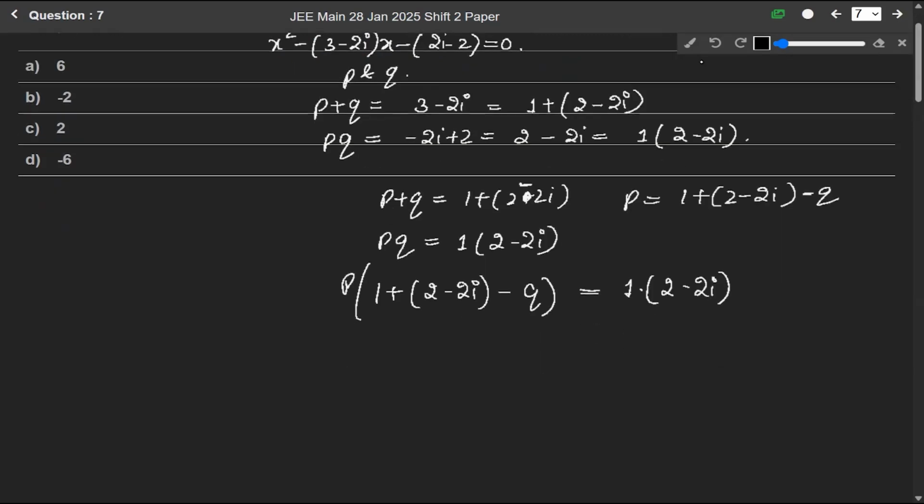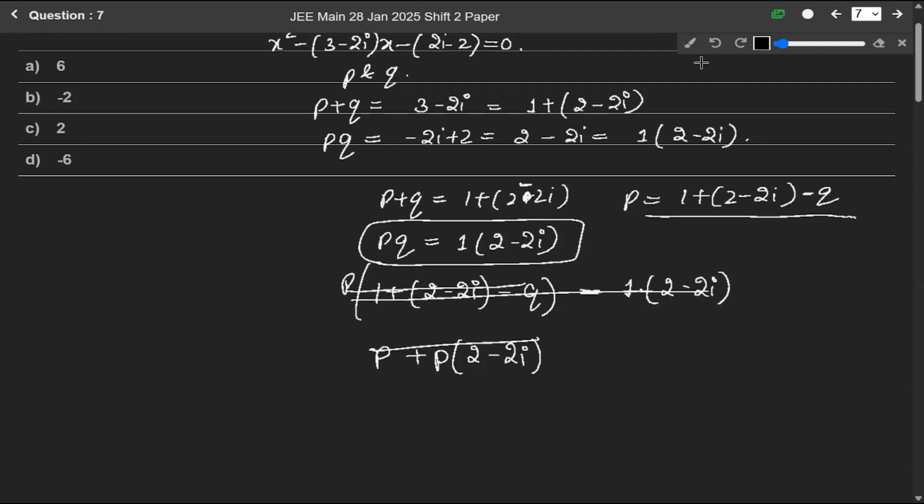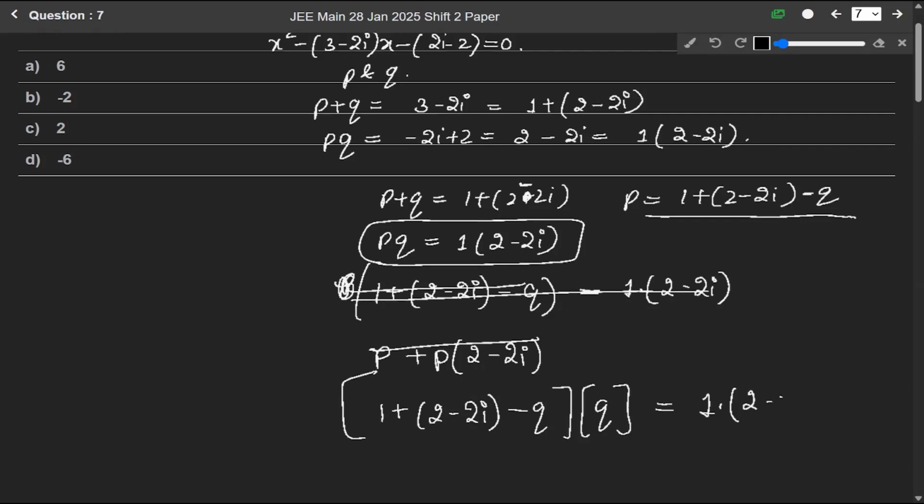Okay. So this will be equal to p into q, sorry. This is p is equal to this, and p into q is this. So p into q. It will be 1 plus 2 minus 2i minus q, into this q. It will be equal to 1 times 2 minus 2i.